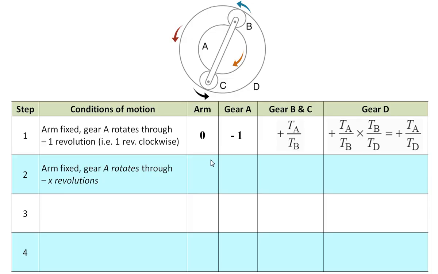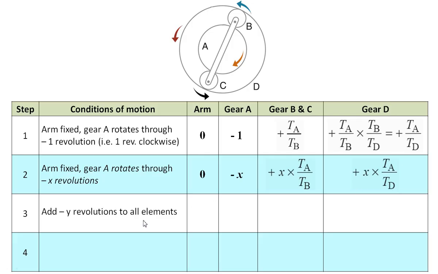So what shall be the change in the second row for different elements? Arm will not have any change, it is fixed, therefore it will remain 0. Further we have gear A, it shall have -x revolutions. Further, gear B and C, they will have the plus sign, but there will be a multiplication by x. Further, for gear D also we have plus sign as it is, and then multiplied by x for the first row relation, TA by TD.